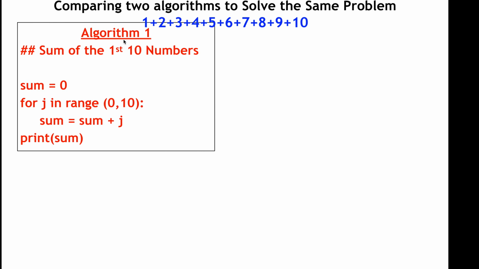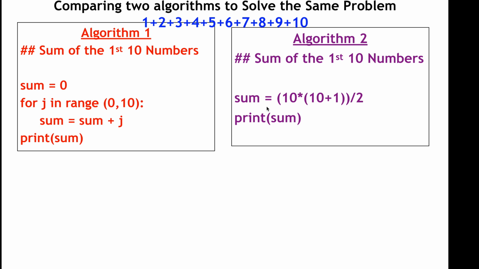So we want to find the result or the sum of 1 plus 2 plus 3 plus 4 plus 5 plus 6 plus 7 plus 8 plus 9 plus 10. This is algorithm 1. And this is a program in Python which implements algorithm 1. So we set the value of sum to 0. We have a for loop here, and you go round the for loop 10 times, as we have for j in range(0, 10).